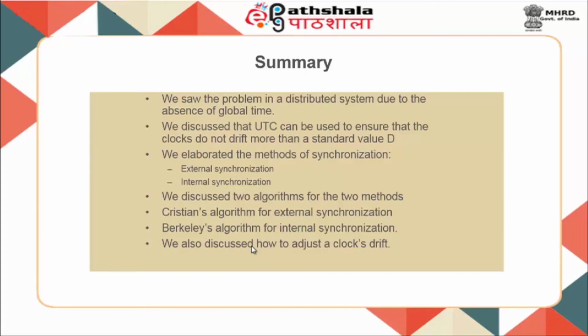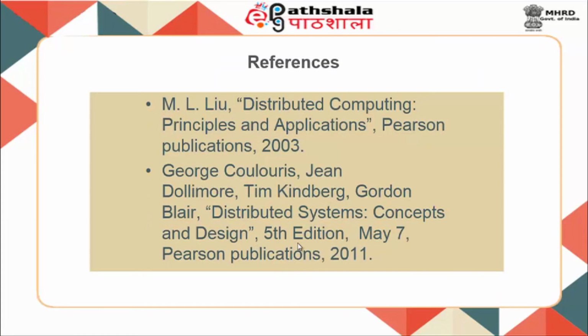To summarize this module, we have looked at the problem of a global clock in our distributed environment. Then we discussed the universal coordinated time or UTC, which can be obtained using a receiver by any distributed environment like cloud. Then we looked at two algorithms. One is an external synchronization algorithm, which is Christian's algorithm, and we discussed one internal synchronization algorithm, which is Berkeley's algorithm, and further we discussed how to set our clock. These are our references.